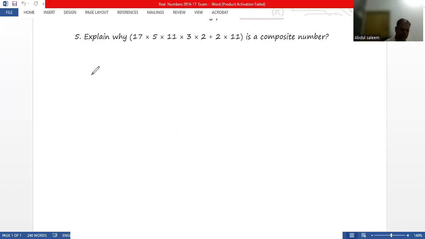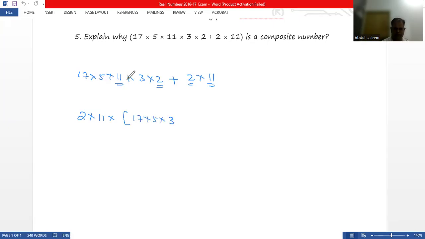So the given number is 17 into 5 into 11 into 3 into 2 plus 2 into 11. So 2 and 11 are common factors, so 2 into 11 we can take outside. Then in the first term, 17 into 5 into 3 is one number. If this entire number is taken outside, then it is 1. If you simplify this one, we will obtain one number.